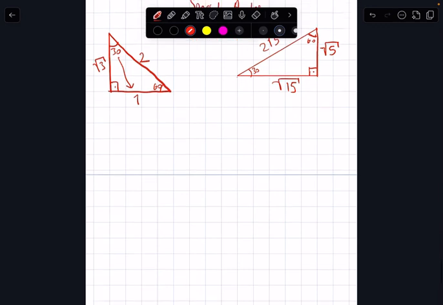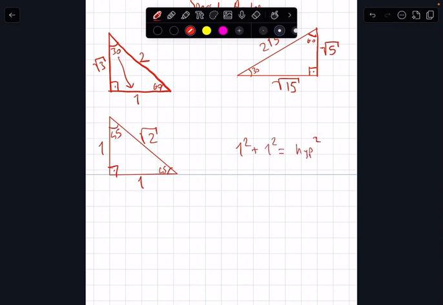The other one is 45, 45, 90. Okay? This one. Let's make it a bit light. 90, 45, and 45. The ratio again, 1, 1, square root 2. Why is it like that? I mean, come on, 1 square plus 1 square is equal to the hypotenuse square, right? What is it equal to? 1 plus 1, 2 is equal to hypotenuse square.